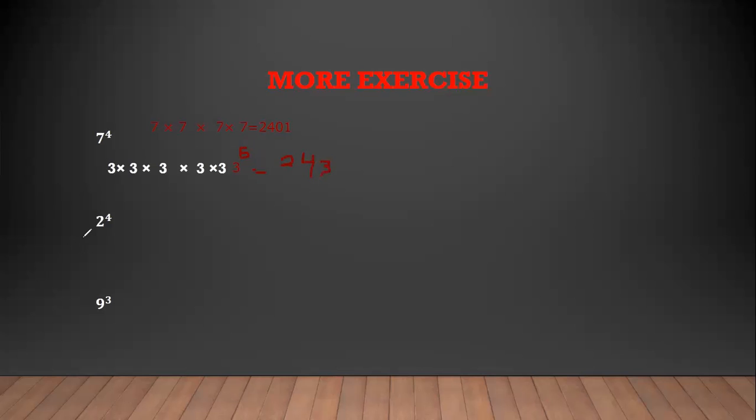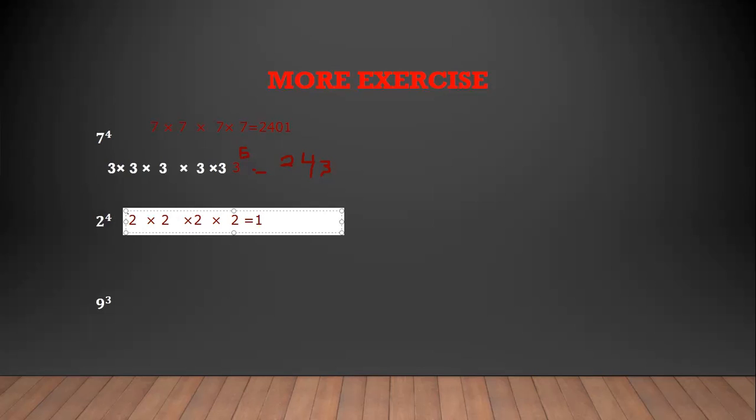Next equation, 2 power of 4. 2 power of 4 means the base value is repeated how many times by itself? 4 times. 2 times 2 times 2 times 2. 2 times 2 is equal to 4, times 2 is equal to 8, times 2 is equal to 16. So 2 power of 4 is equal to 16.